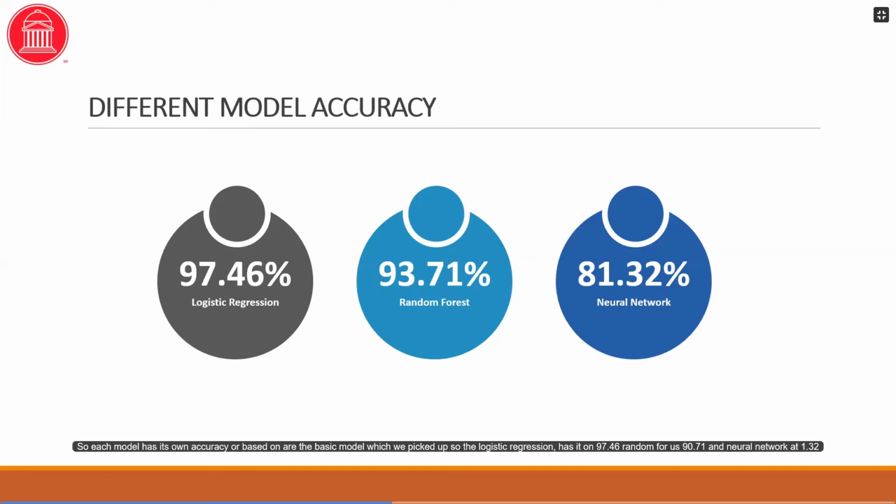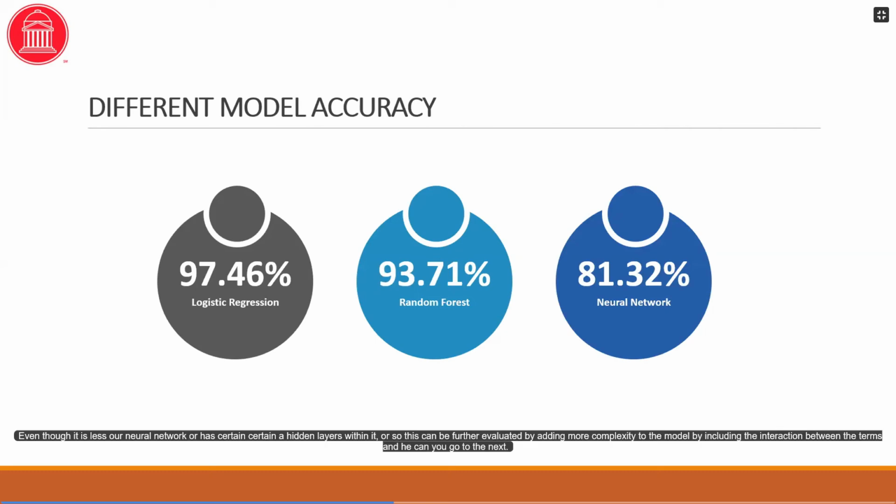Each model has its own accuracy based on the basic model which we picked. The logistic regression has around 97.46, random forest 93.71, and neural network 81.32. Even though it is less, the neural network has hidden layers within it, so this can be further evaluated by adding more complexity to the model by including the interaction between the terms. Lee, can you go to the next slide?